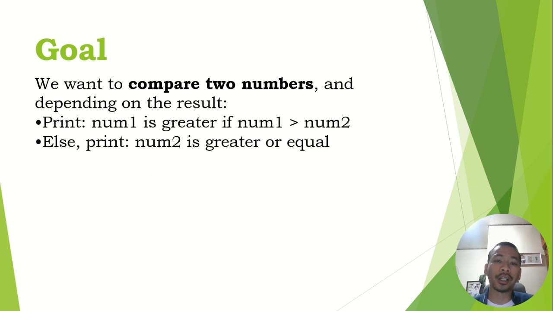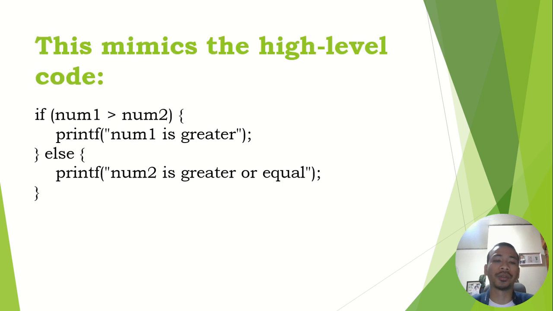We want to compare two numbers, and depending on the result, the output will be: first, it will print "num1 is greater" if num1 is greater than num2, or else print "num2 is greater or equal". So we are comparing two numbers depending on their value using assembly language.